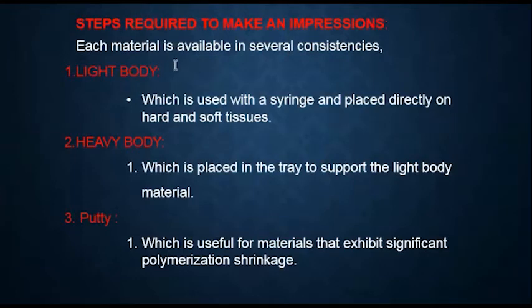So light body comes in a syringe and is sprayed directly on hard and soft tissues. Heavy body is placed in the tray to support the light body. It's available in two different colors. It is for materials that exhibit significant polymerization shrinkage.